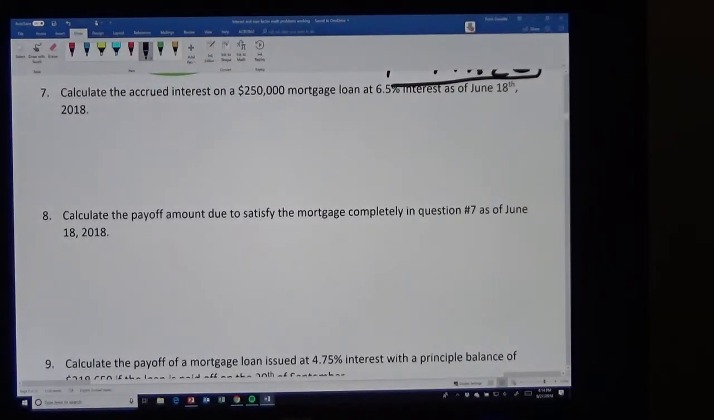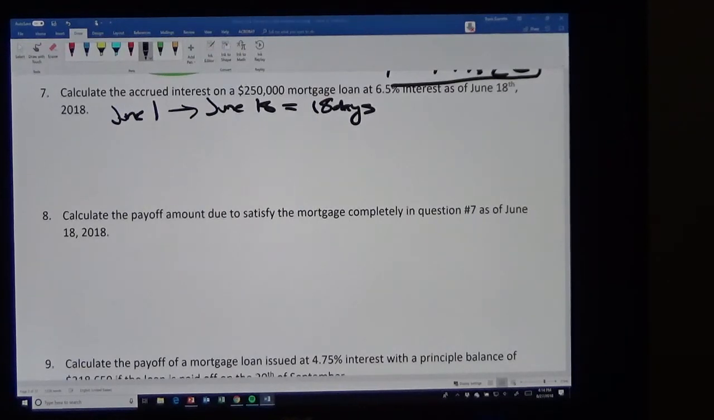Alright, number 7 says to calculate the accrued interest on a $250,000 mortgage loan at 6.5% interest as of June 18th, 2018. When we talk about accrued interest, we're talking about interest that has already built up in the past. So accrued interest on this loan is going to be from June 1, beginning of the month, through June 18th. That's 18 days. So we need to know how much the interest is for 18 days on this particular note.